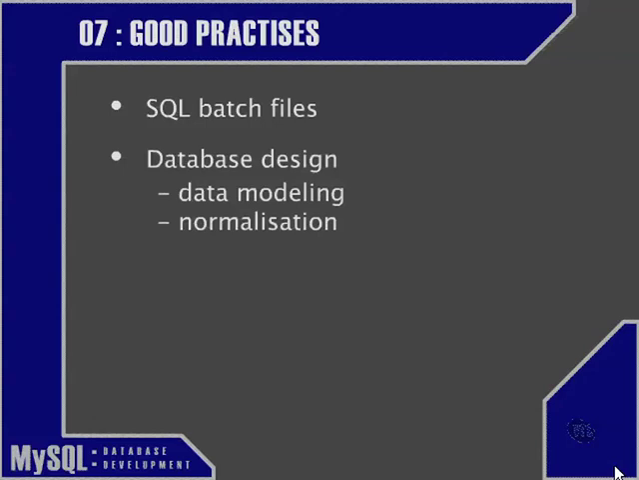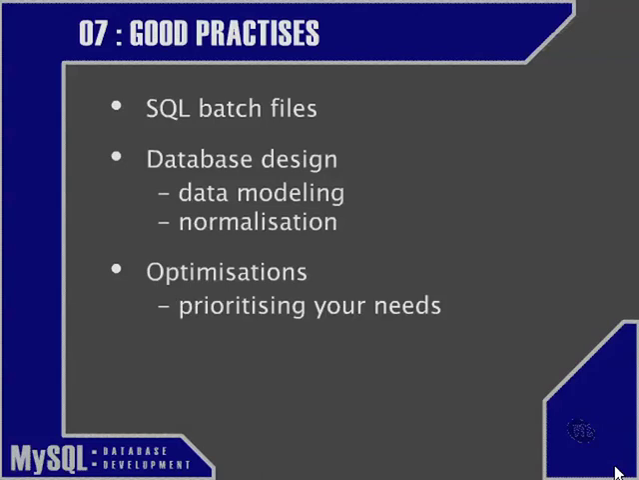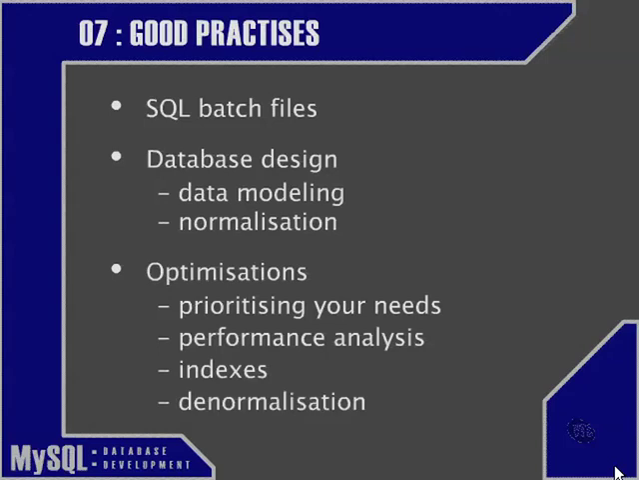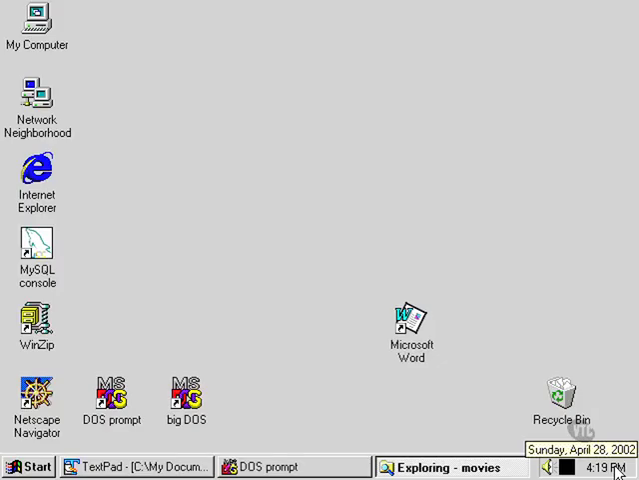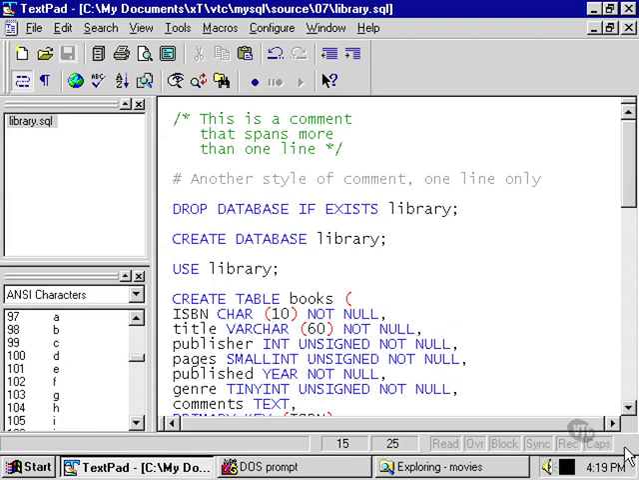Then we're going to look at ways in which we can optimize our existing databases. First of all, prioritizing which kind of optimization is the most important. Then ways to analyze the performance of our SQL queries, use of indexes, and finally denormalization, and some other optimizations as well that we don't have room to put here. All of that will come later in this chapter. For now, let's take a look at our text editor.